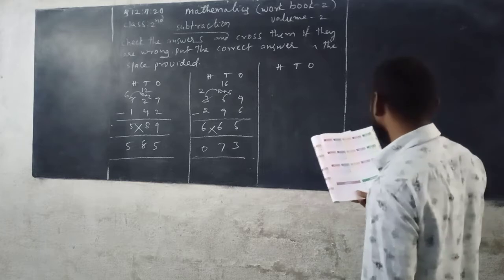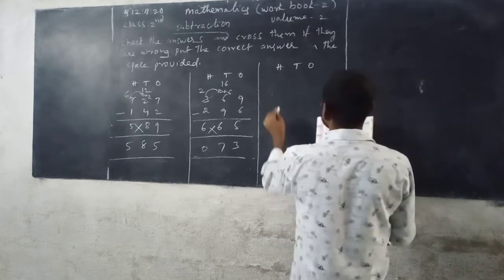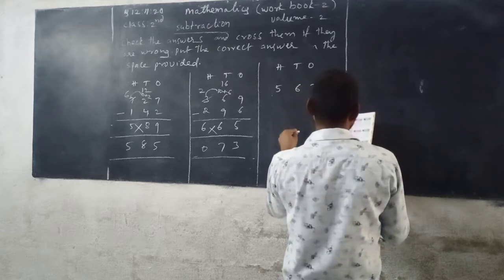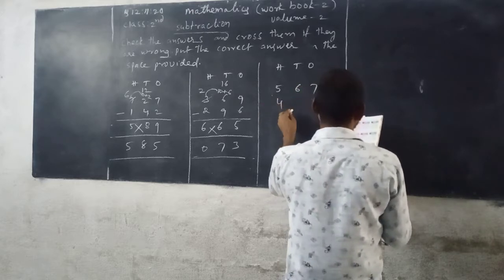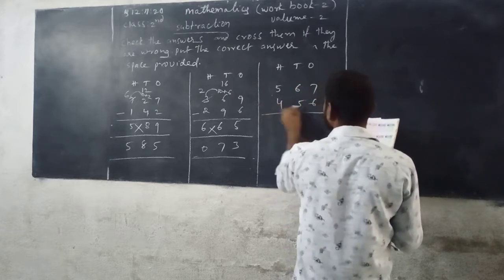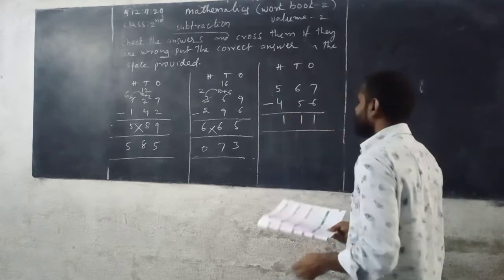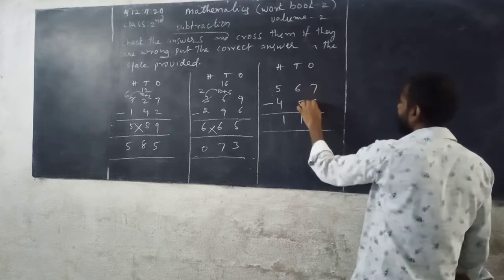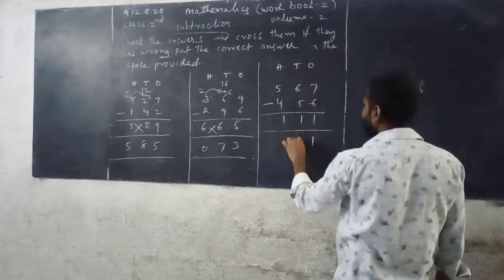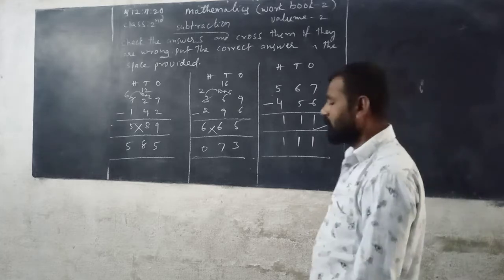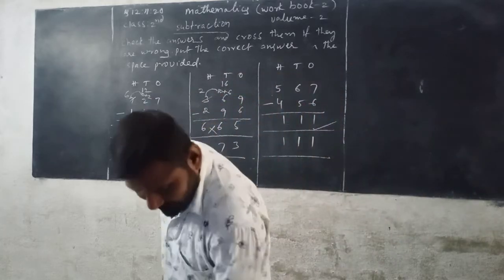Now next, 567 minus 456. See here 111 given. See here once you take it, 7 minus 6, 1. 6 minus 5, 1. 5 minus 4, 1. The given difference is also correct. Then you can take right mark.